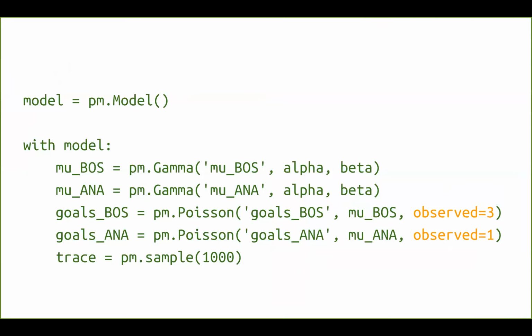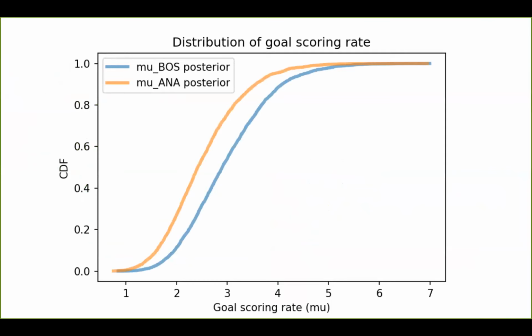And now I'm going to run sample, so that's the inverse problem. That's going to estimate the posterior distribution for mu, having seen this data. And here's what that looks like. These are the distributions of the goal scoring rate for Boston in blue on the right and Anaheim in orange on the left. Having seen 3 goals to 1, I now think that Boston's goal scoring rate is higher than Anaheim's goal scoring rate, and these distributions tell me by how much.